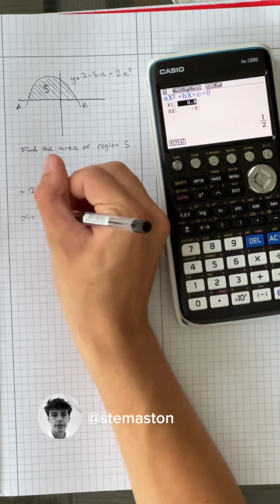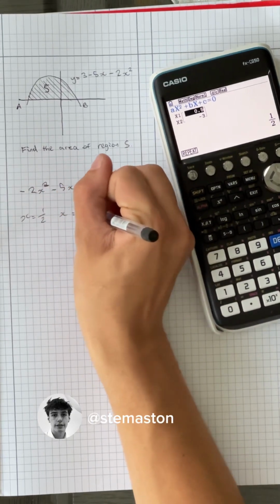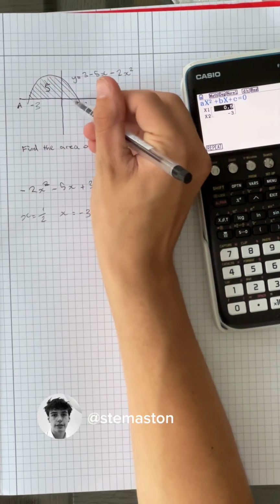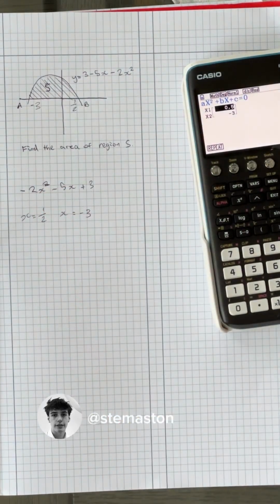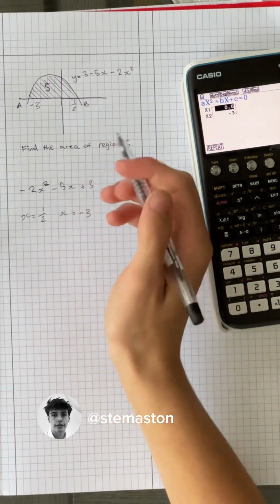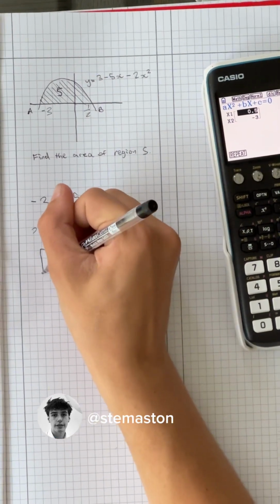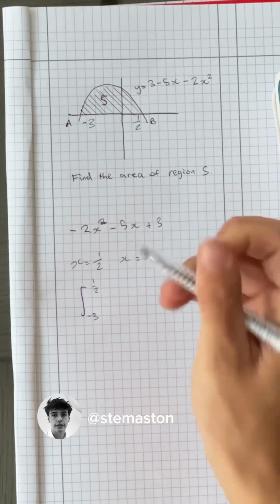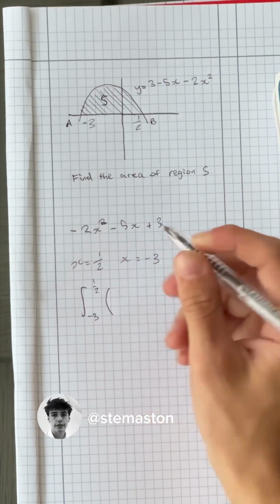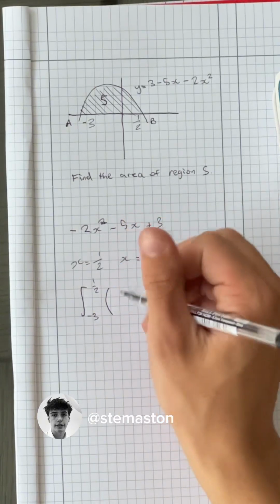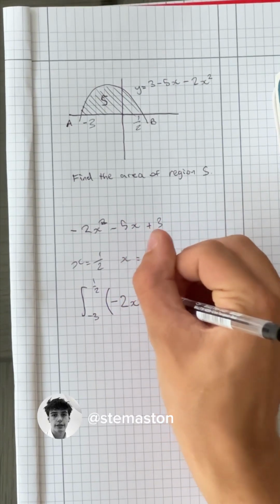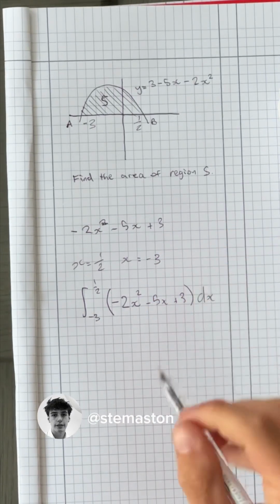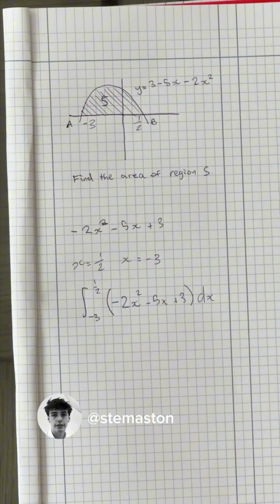So x equals 1/2, x equals -3. We know that -3 is going to be this one, of course, and then this is going to be 1/2. So now we're going to write our integration. We've got this squiggly integral sign, -3 and 1/2, and we're going to put our equation back into the brackets, and we're going to integrate this function here.